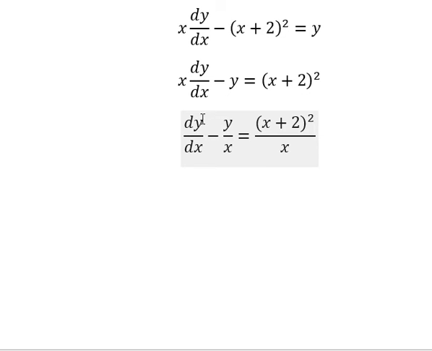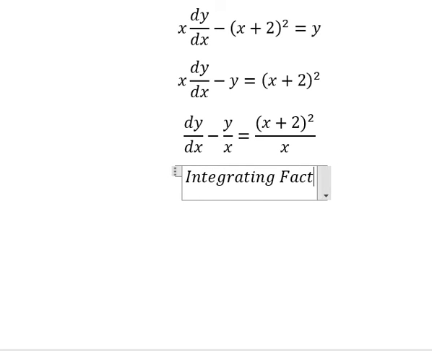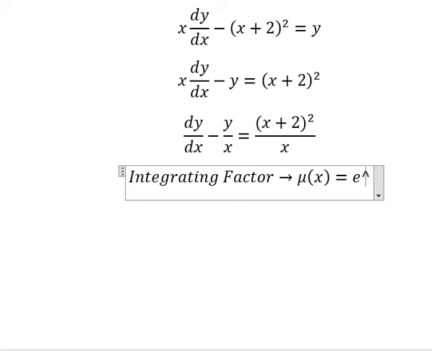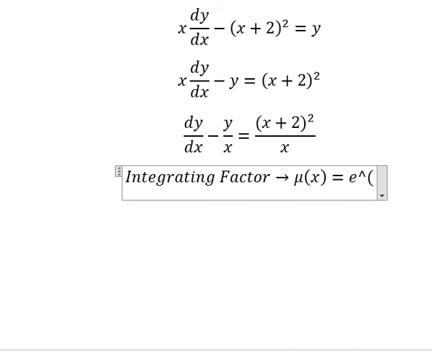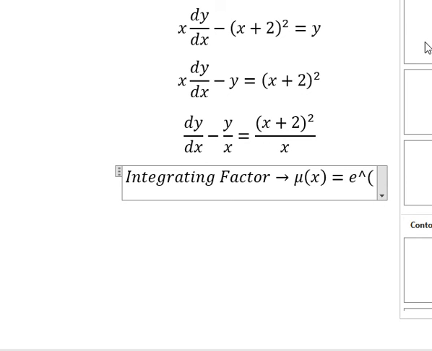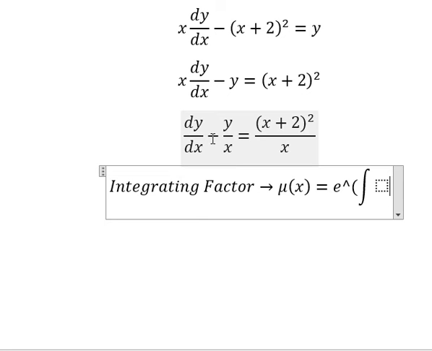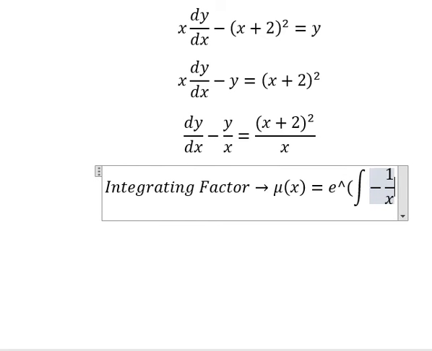So we have y and the first derivative of y. So we can use an integrating factor. We need to find mu of s equals e to the power of the integration. We see that negative 1 over s next to y is for the integrating factor.